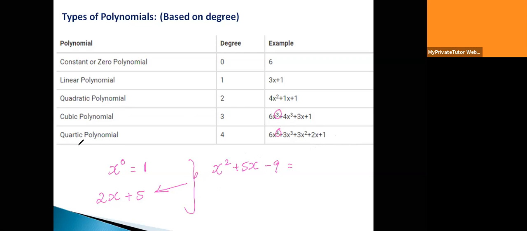Quartic polynomial, or else we can simply call it a fourth degree polynomial. If we have 5 as a degree, let's call it a fifth degree polynomial, then sixth degree polynomial, going forward. I hope you guys understand. If yes, let's move to the next type of questions.